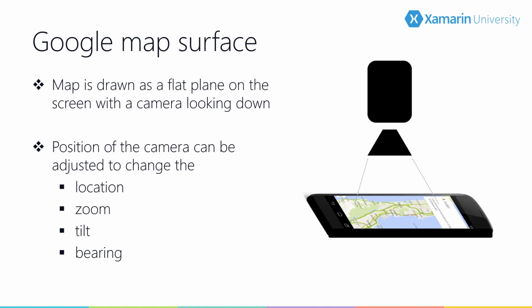The default rendered map is performed on a two-dimensional surface, where the camera is directly above the map surface. The map allows you to control this camera position and change the location, the zoom level, the tilt, and the compass direction the camera is pointing, called the bearing.